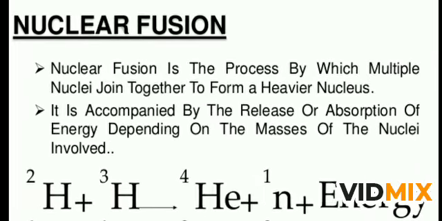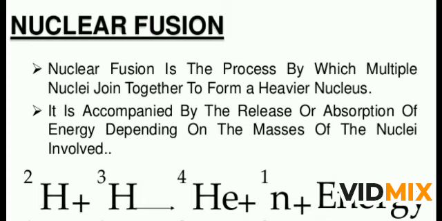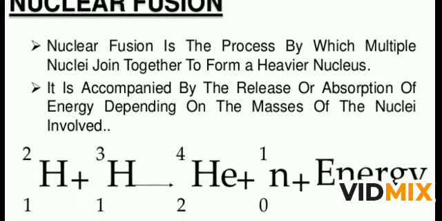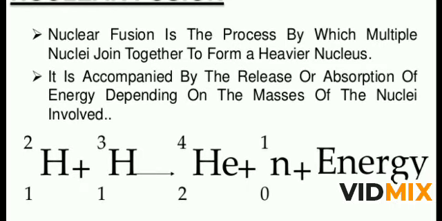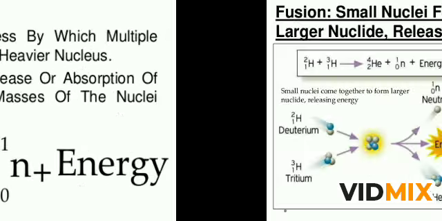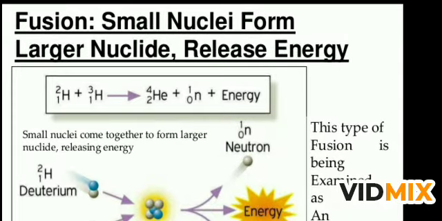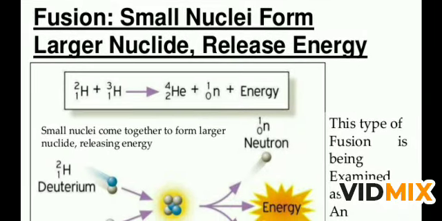Now nuclear fusion. Fusion means to fuse. Nuclear fusion is the process by which multiple nuclei join together to form a heavier nucleus. It is accompanied by release or absorption of energy depending on the masses of the nuclei involved. If you see this reaction, there are two hydrogen isotopes, deuterium and tritium. They form helium, releasing one neutron and energy. Fusion of small nuclei into larger nuclei releases energy.